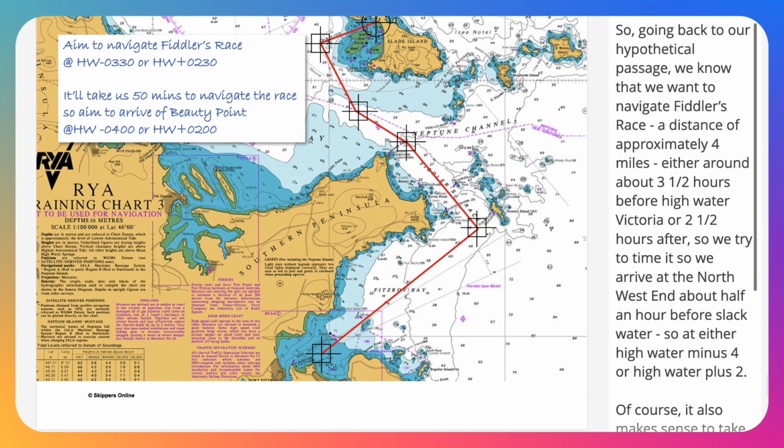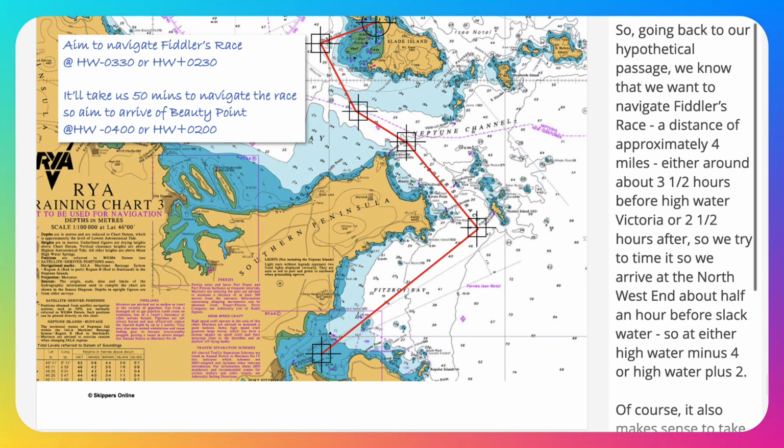So, going back to our hypothetical passage, we know that we want to navigate Fiddler's Race, a distance of approximately 4 miles, either around about 3.5 hours before high water Victoria or 2.5 hours after. So we try to time it so we arrive at the northwest end about half an hour before slack water, so at either high water minus 4 or high water plus 2.